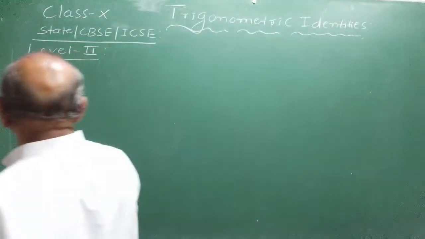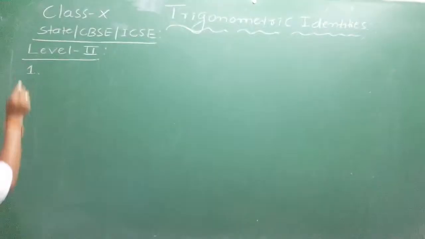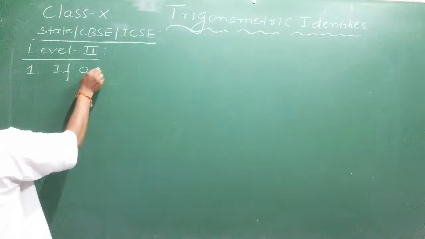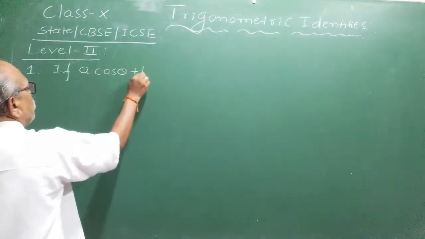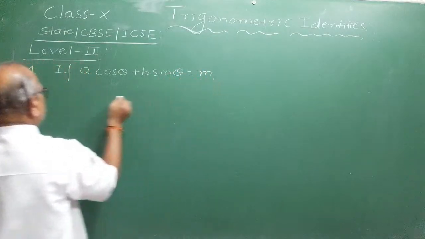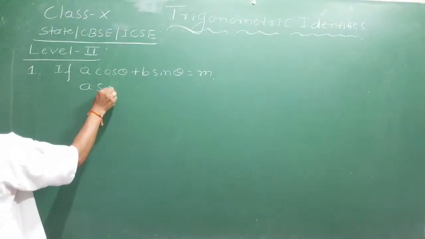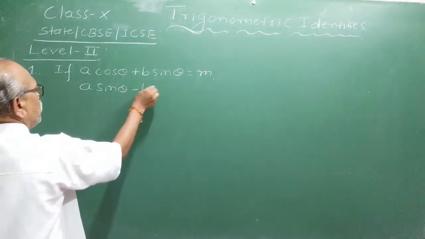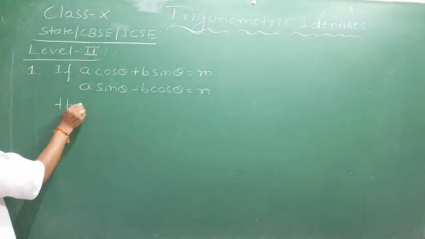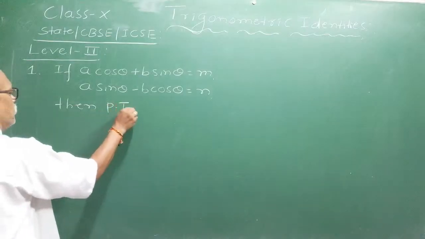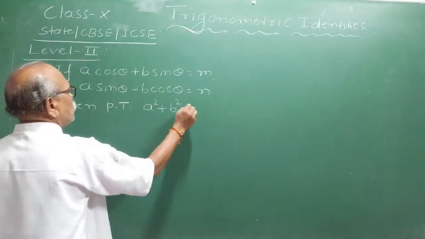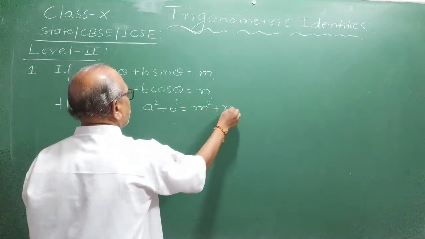You take this one. First question. If A cos theta plus B sin theta is equal to M, A sin theta minus B cos theta is equal to N, then take the problem, prove that A square plus B square is equal to M square plus N square.